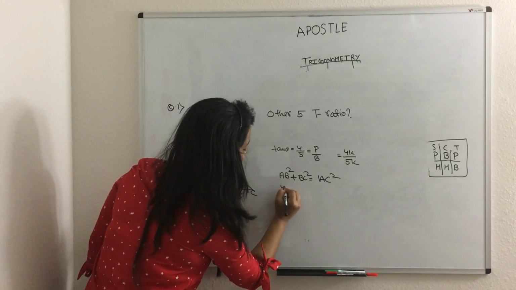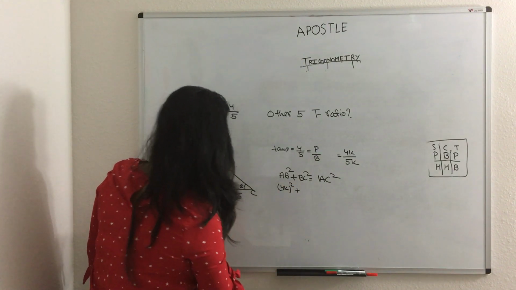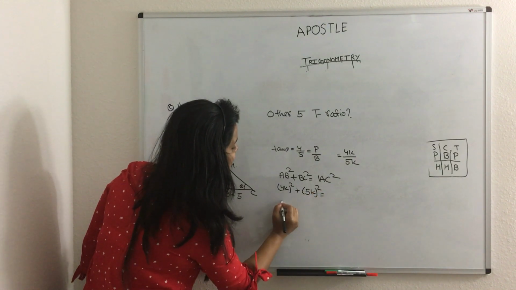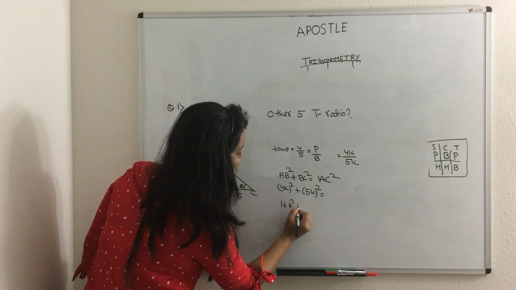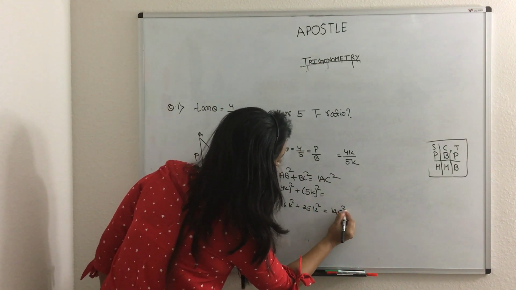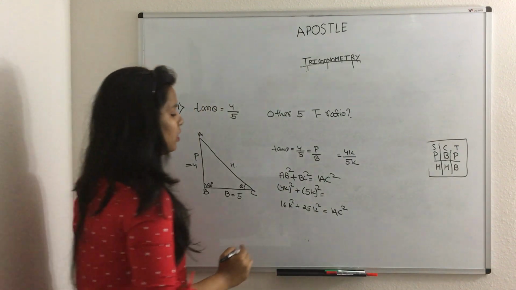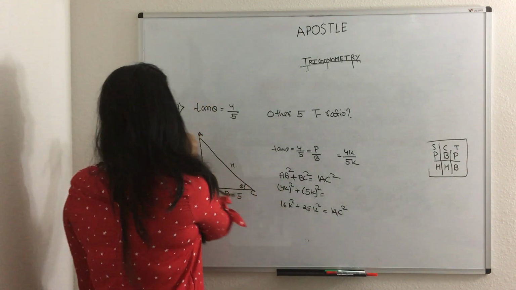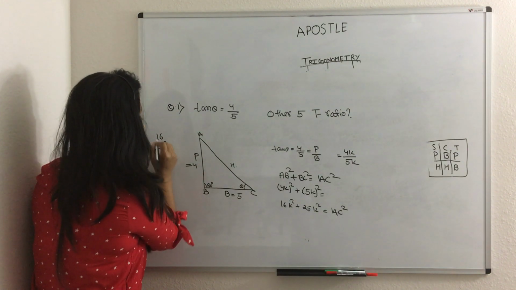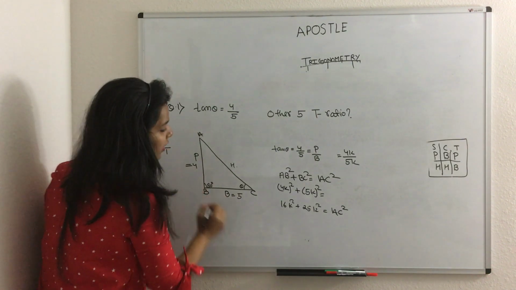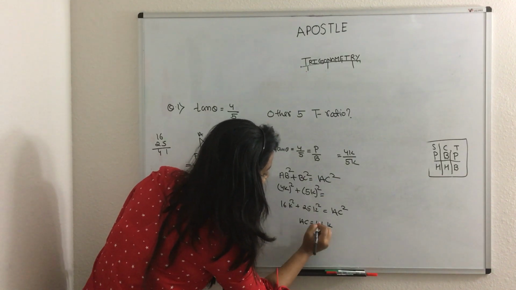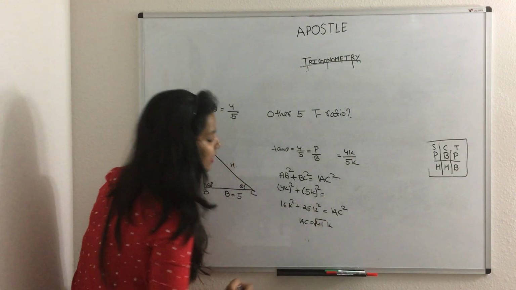So 4k square plus BC is 5, that is 5k square. If we square, then 16k square plus 25k square is equal to AC square. And now 16 plus 25, what is 16 plus 25? We can calculate: 6 plus 5 is 11, and 2 plus 1 is 3, so 41. So we can write AC as under root 41k.